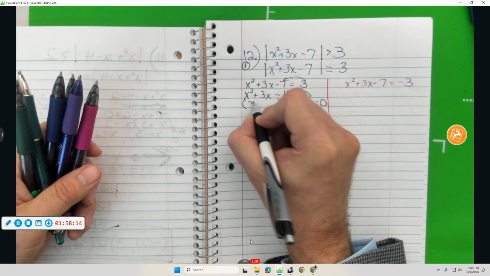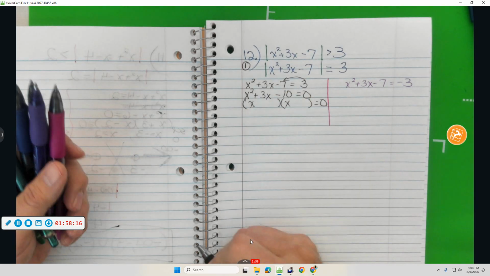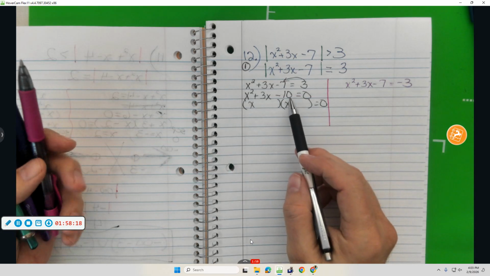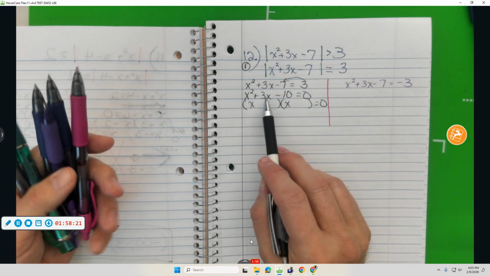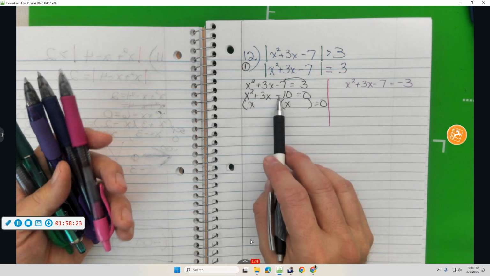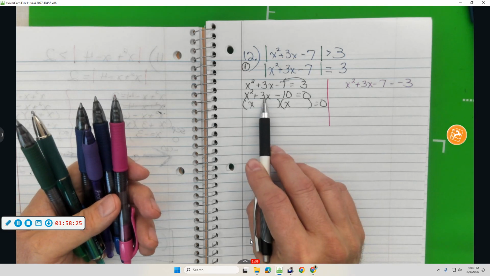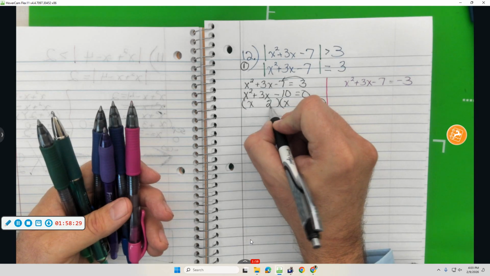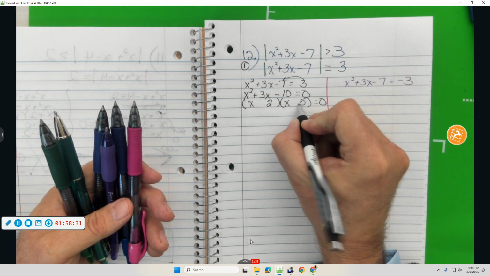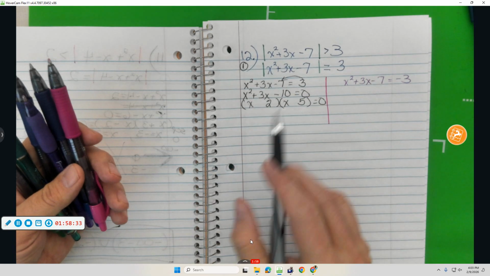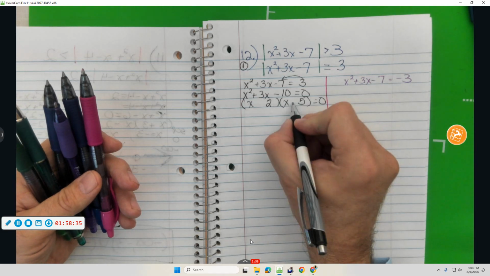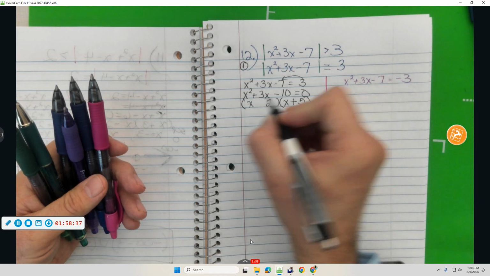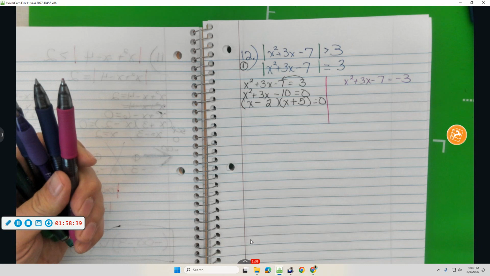So x and x. For 10, 1 times 10 or 2 times 5. Keep in mind we want numbers that subtract to give a positive 3. 2 and 5. How do I arrange my plus and minus sign? Plus on the 5 and minus 2.